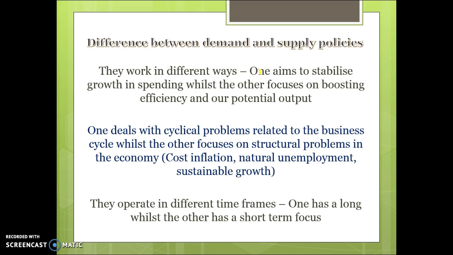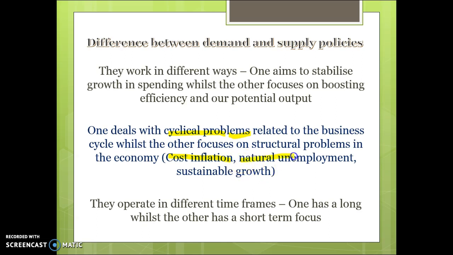Some key differences that you want to articulate clearly: one tries to stabilise growth in spending, the other one focuses on boosting our potential output. One deals with cyclical problems related to the business cycle. One of them deals with more long-term structural problems in the economy. So trying to solve things like, why do we have high prices because of cost inflation or high wage pressures? Or bad cost structures, so high prices caused by inefficiencies.